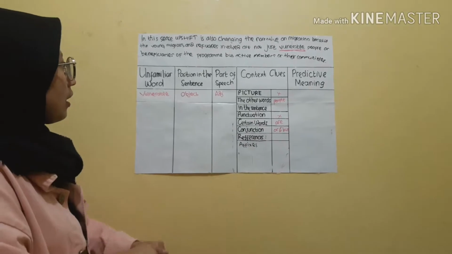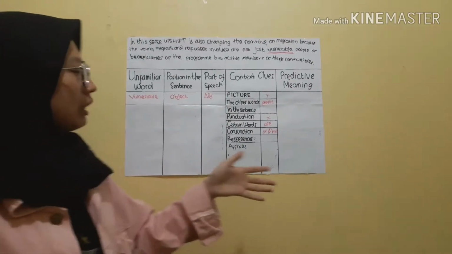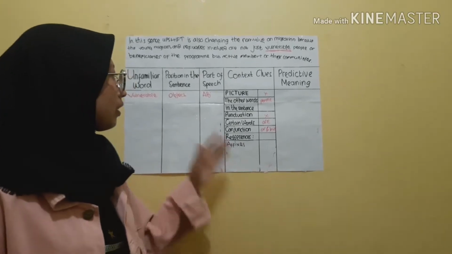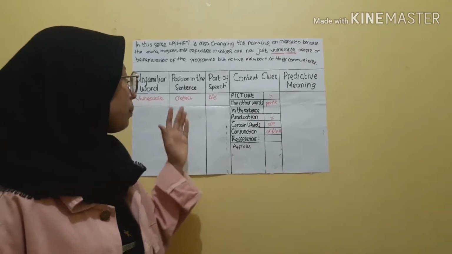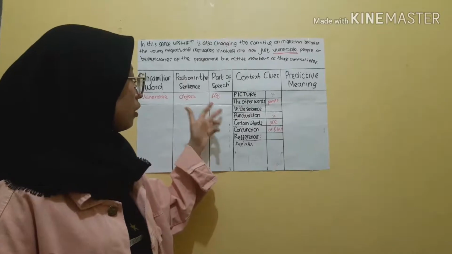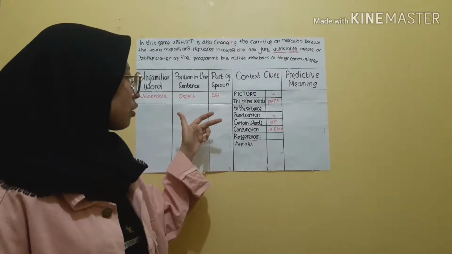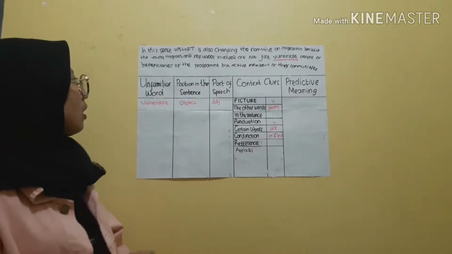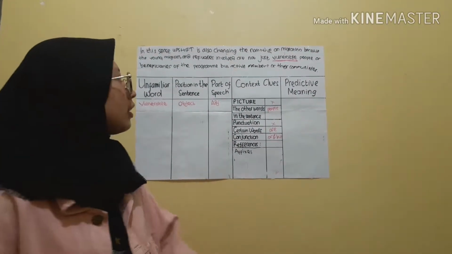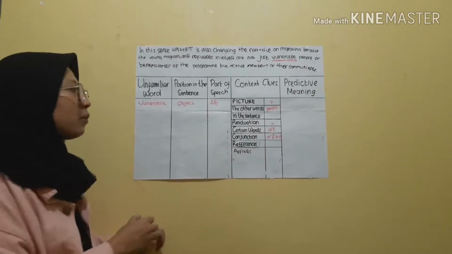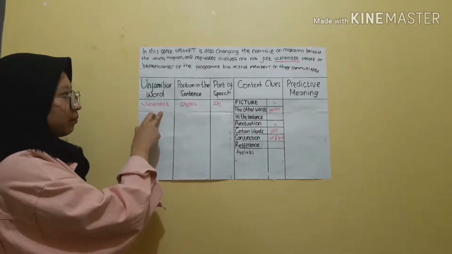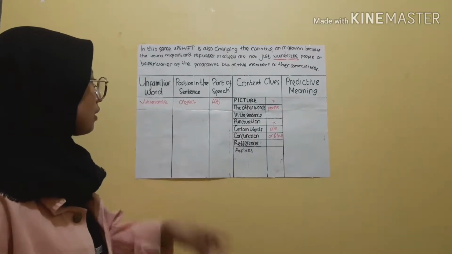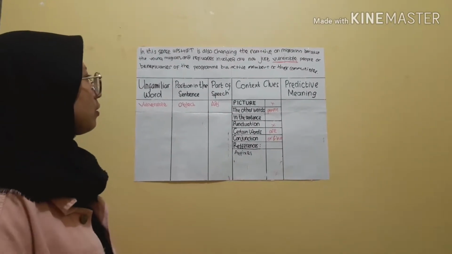It has 7 context clues. They are picture, the other words in the sentence, punctuation, certain words, conjunction, references, and affixes. The first step is just to write down the unfamiliar word here, vulnerable. Then we have to identify its position in the sentence and part of speech.